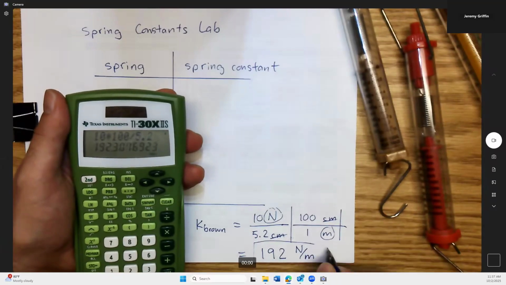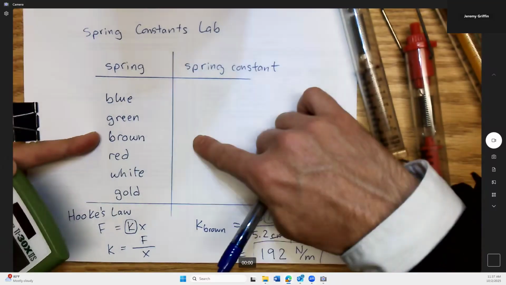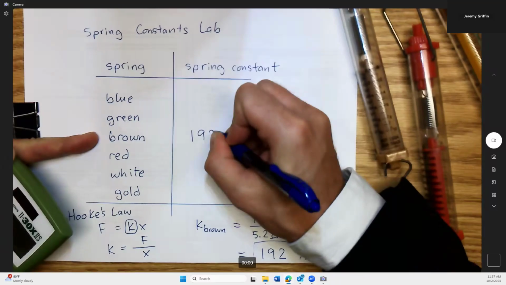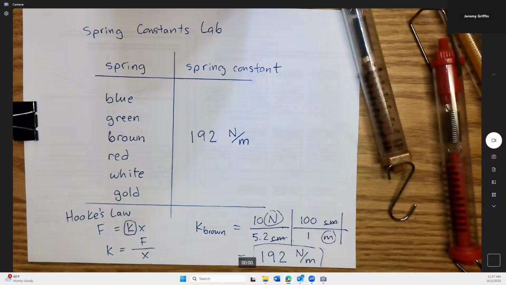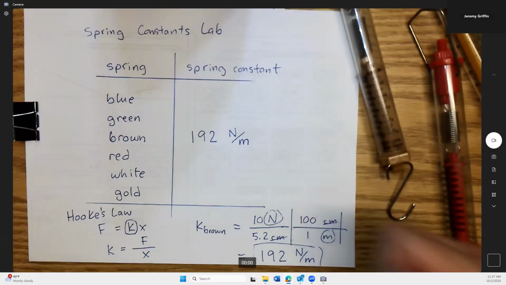Okay, you guys said 192 newtons per meter. So next to Brown scale spring constant, write 192 newtons per meter. I think all the Brown scales are the same. Okay, so everybody has the Brown scale. All right, so one of your tasks, before the weekend, so plenty of time, is to find the other 5 scales and figure out the spring constant for the other 5. Again, these should all be in order. Okay. All right, guys good?